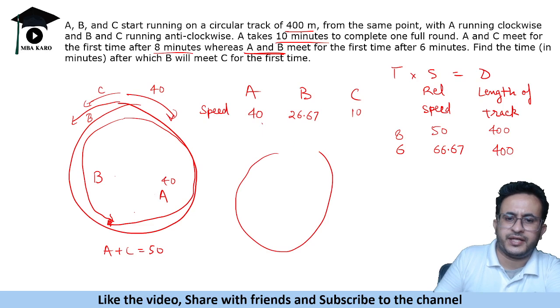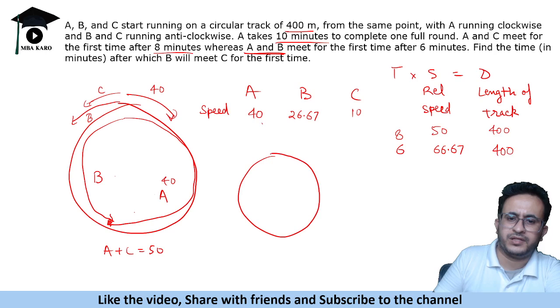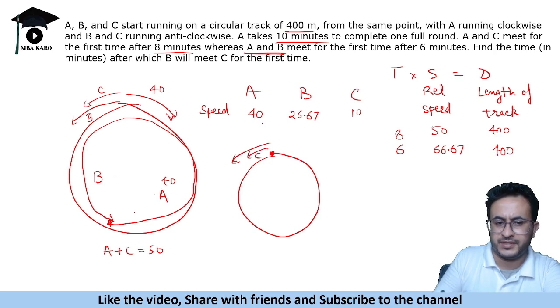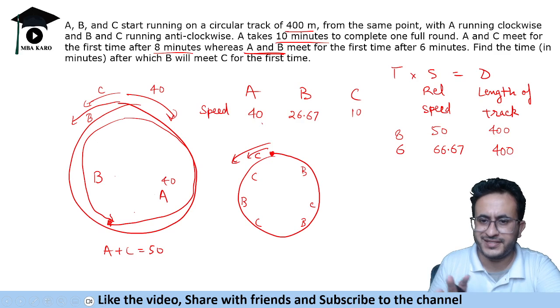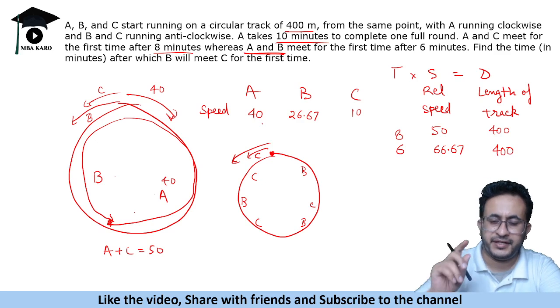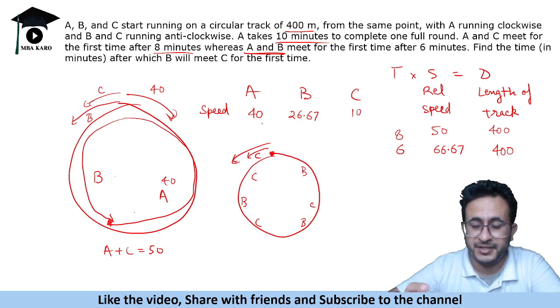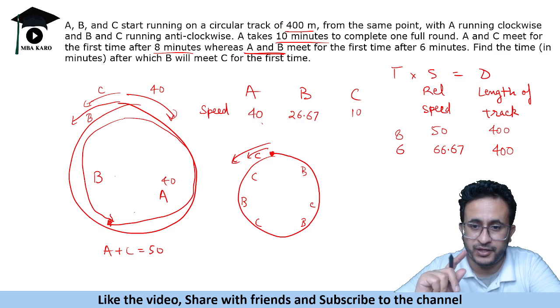Now consider this scenario, B and C moving in the same direction. How will they meet for the first time? So B ran ahead, C stayed behind. So C is here, B will be here, C is here, B will be here. So B will always be ahead of C. Then when does B meet C? B meets C when B has covered one round extra.